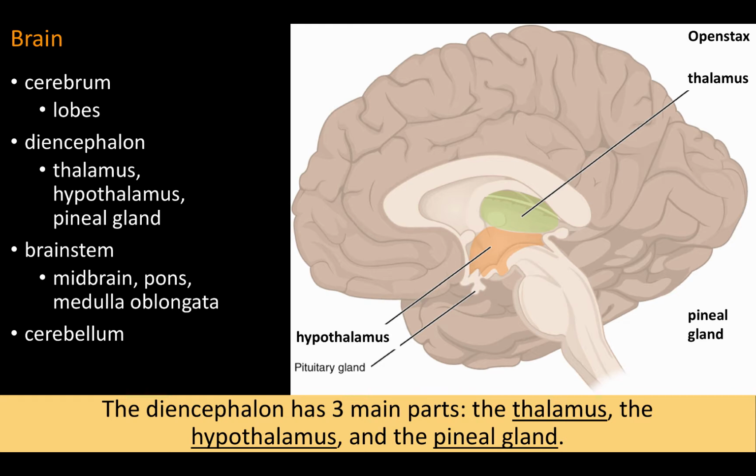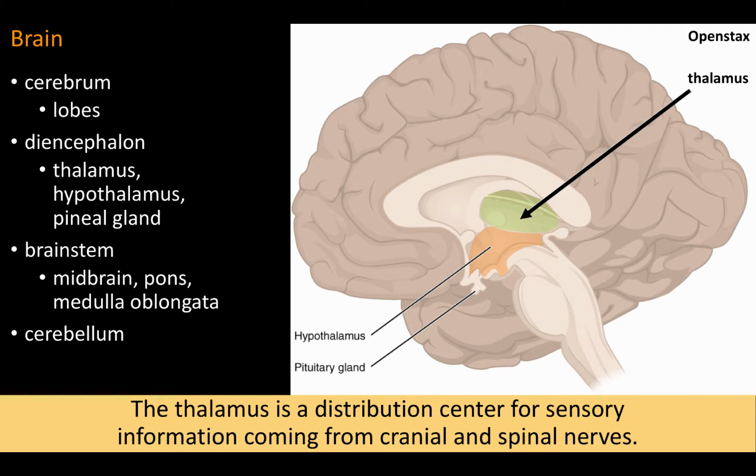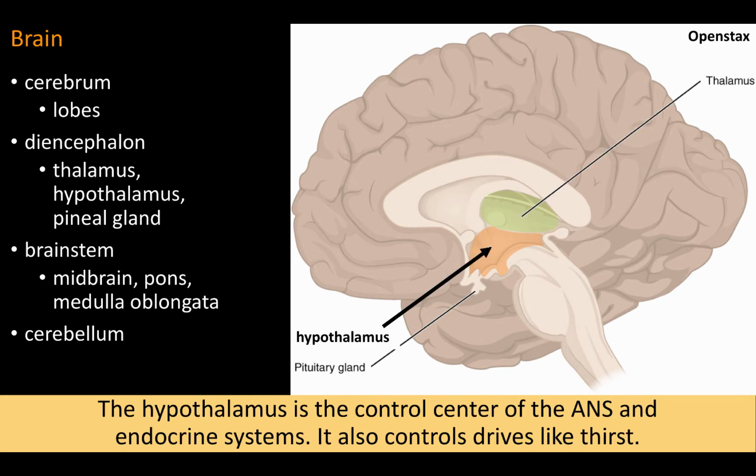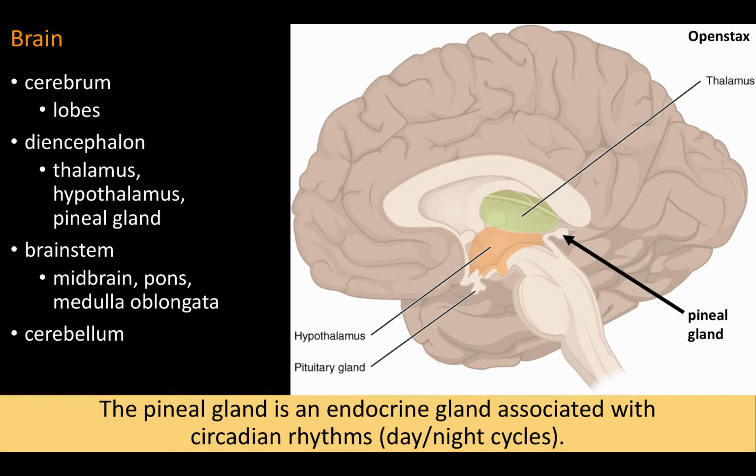The diencephalon has three main parts: the thalamus, the hypothalamus, and the pineal gland. The thalamus is a distribution center for sensory information coming from cranial and spinal nerves. The hypothalamus is the control center of the ANS and endocrine systems. It also controls drives like thirst. The pineal gland is an endocrine gland associated with circadian rhythms, day-night cycles.